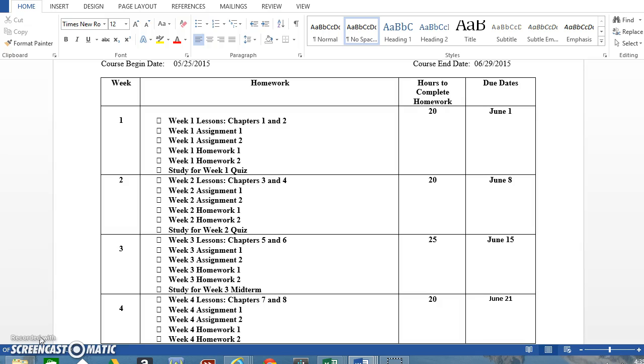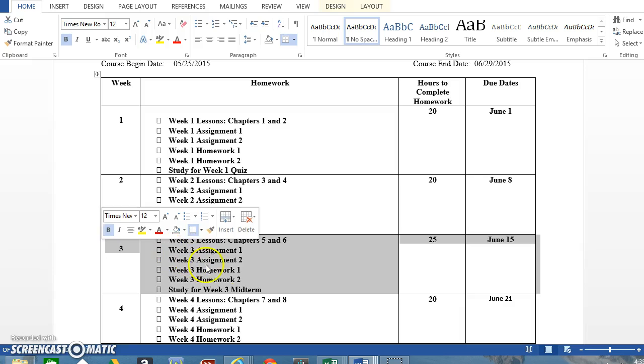Starting out here, I just want to do an overview like I did last week for what's expected here in week 3. Starting out here on the homework grid, if you notice, we're on the third week. We're going to be covering chapters 5 and 6. Two assignments, just like last week, two homework tasks as well.